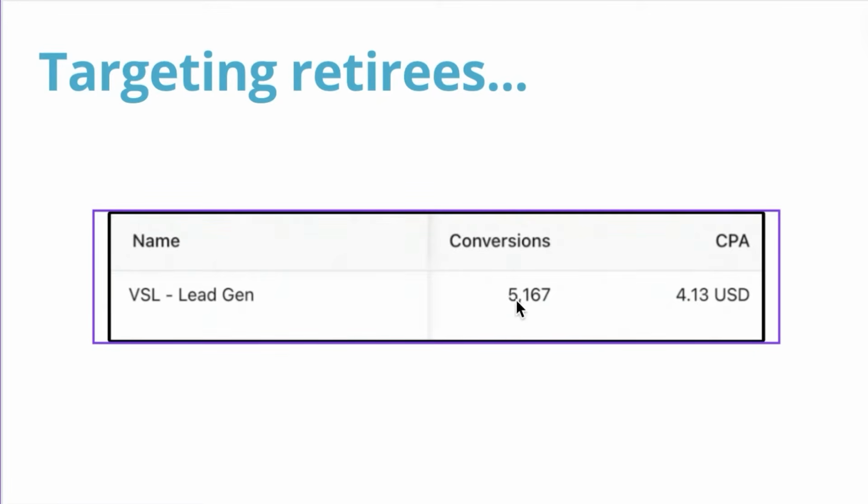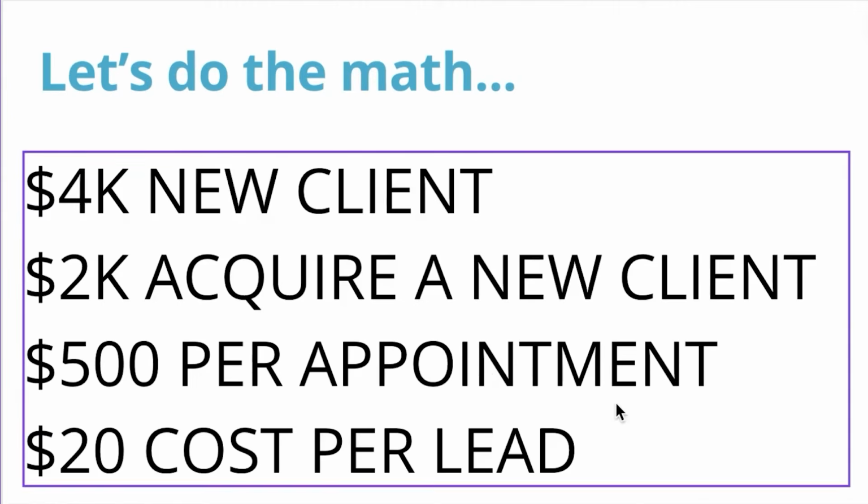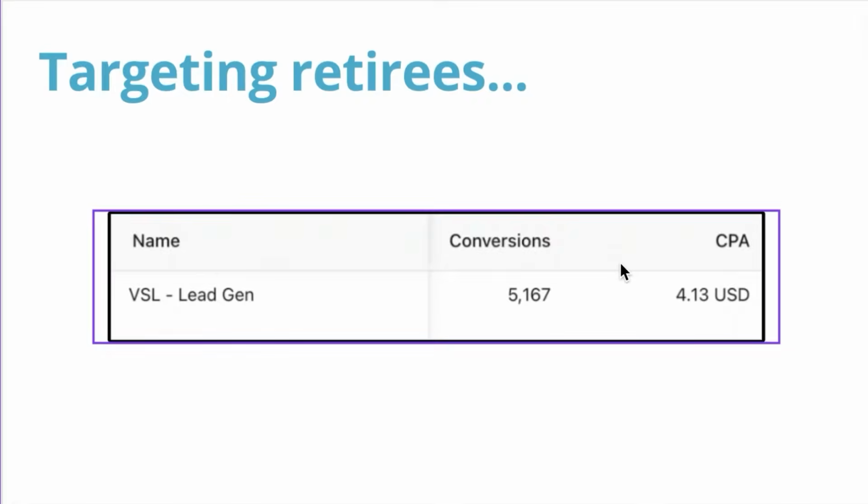And you can see that they've had over 5,000 conversions, which means they've spent over $20,000 on TikTok ads from this one campaign alone. Now, even though a $4.13 cost per lead is really good, obviously it's much better than the numbers we had here, it does depend again on who you're targeting.